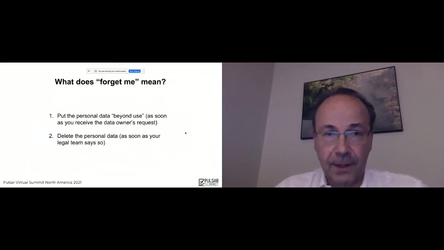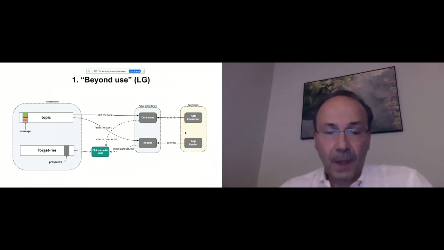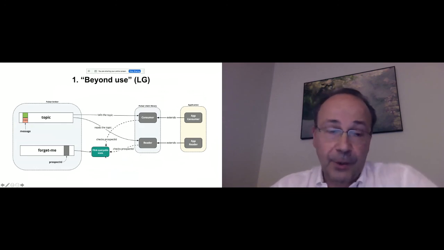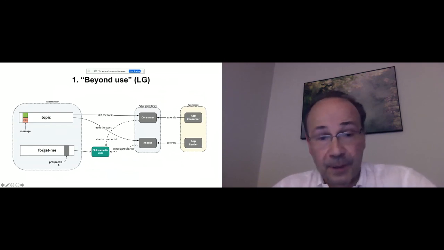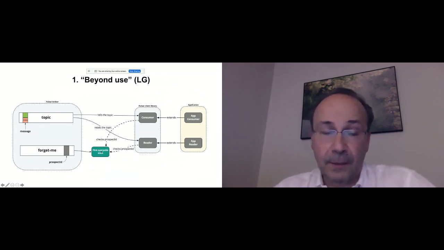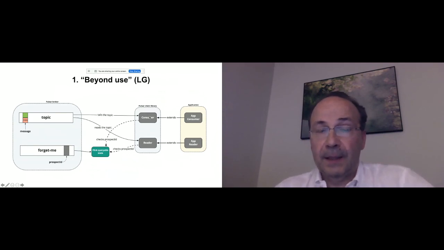So let's start to put the data beyond use. We could use the same approach. We could use a Flink queryable state to read the forget me topic, in which we register the appropriate information to know who does not want their data to be viewed anymore. So if our consumer or reader consults this queryable state, then it can take the decision to actually remove the data from the messages in the topic.